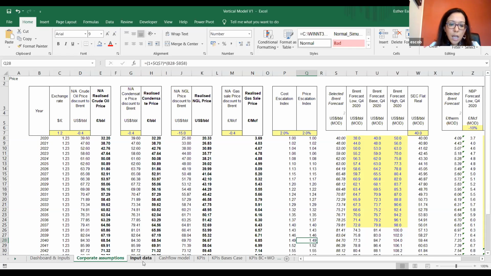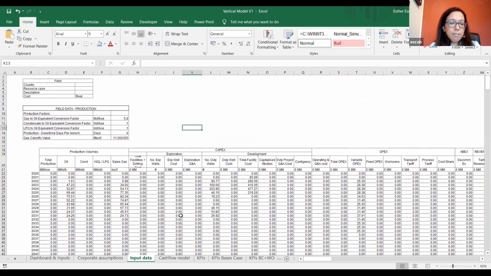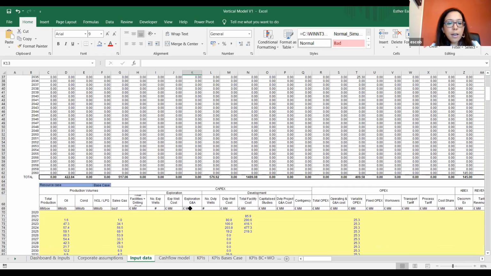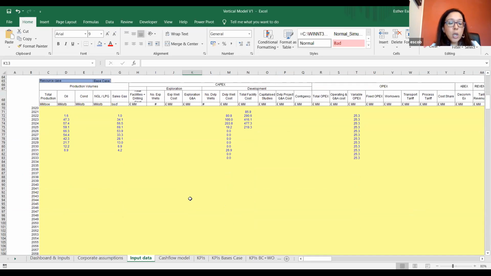So then we move to the input data. Usually this can be in another file, but in this case, I'm going to bring it here. And usually these prices, or these costs, are reflected in real terms, okay, money today.